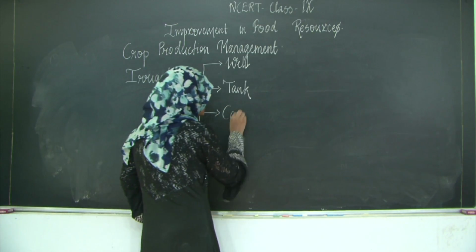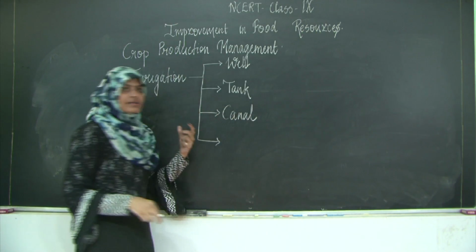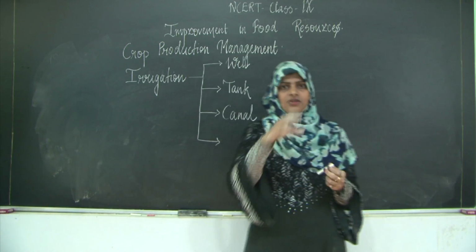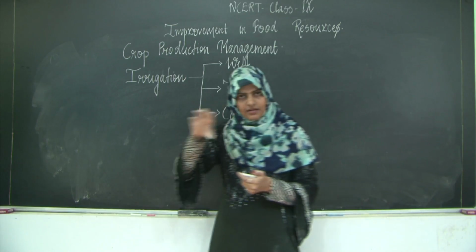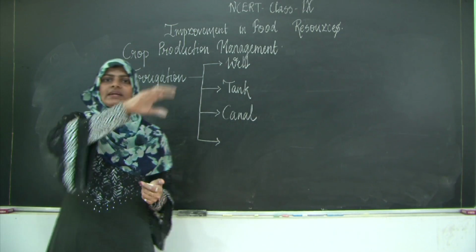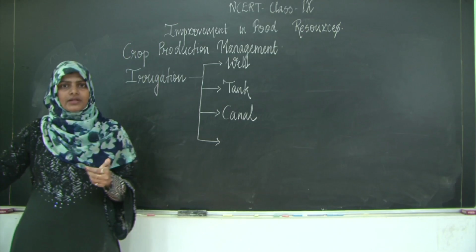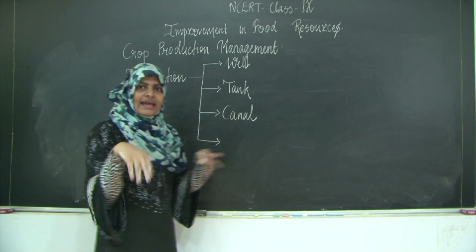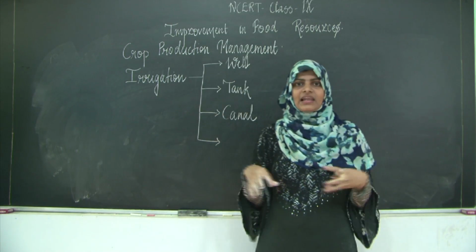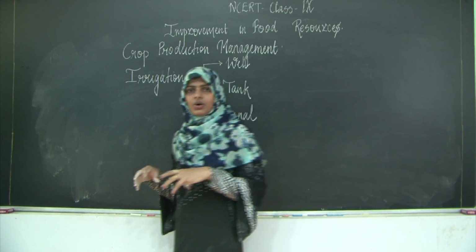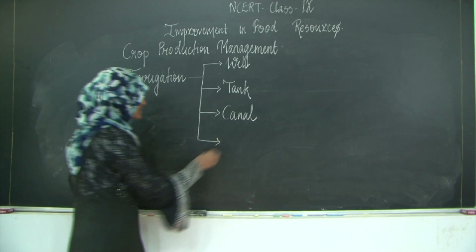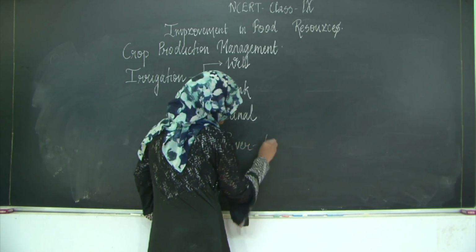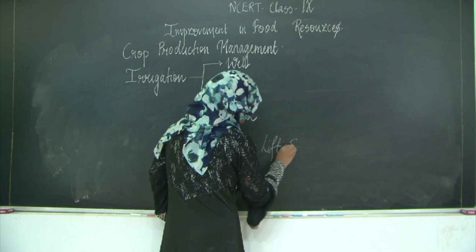The next is canal systems. Canal systems are generally used where a river is nearby. There is a long pipe or canal connected to the river, and it brings that river water to a particular place, and from there the canal is divided, so that the nearby agricultural land can get the water. And the last one is the river lift system.